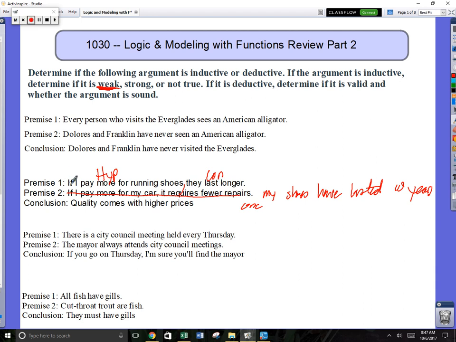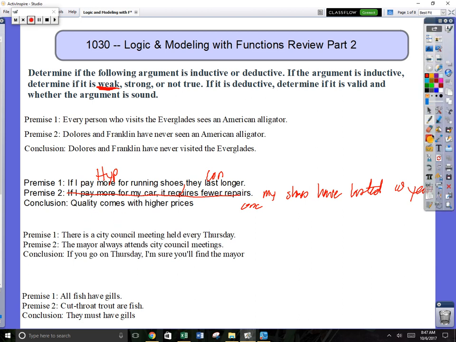But because they're looking at shoes, then they're looking at cars, and they're basing those two observations off a general statement, quality for anything comes with higher prices, that's inductive. They kind of base their thing off of pattern recognition.